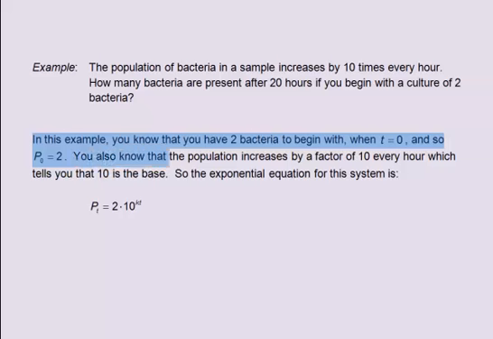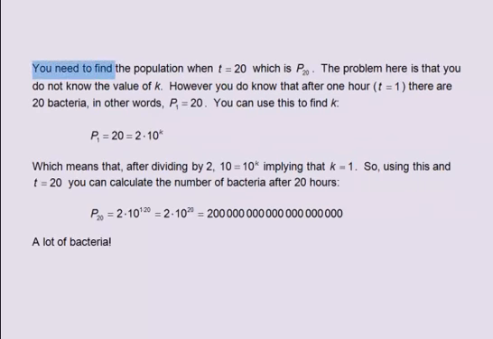You also know that the population increases by a factor of 10 every hour, which tells you that 10 is the base. So, the exponential equation for this system is P(t) equals 2, the initial population, multiplied by 10 to the power kt. You need to find the population when t equals 20, which is P(20). The problem here is that you do not know the value of k.